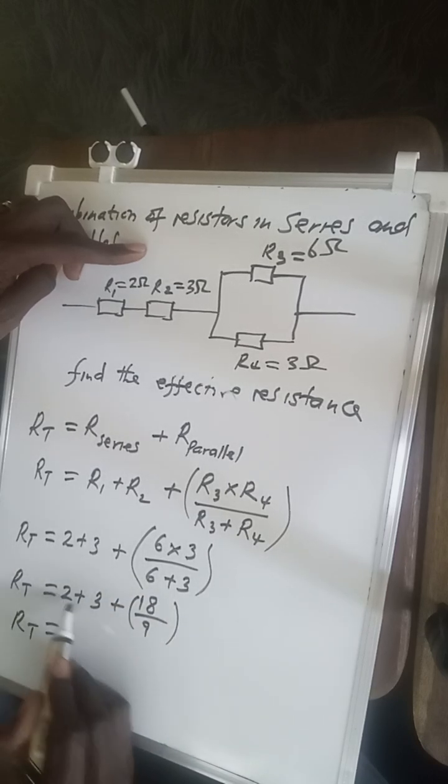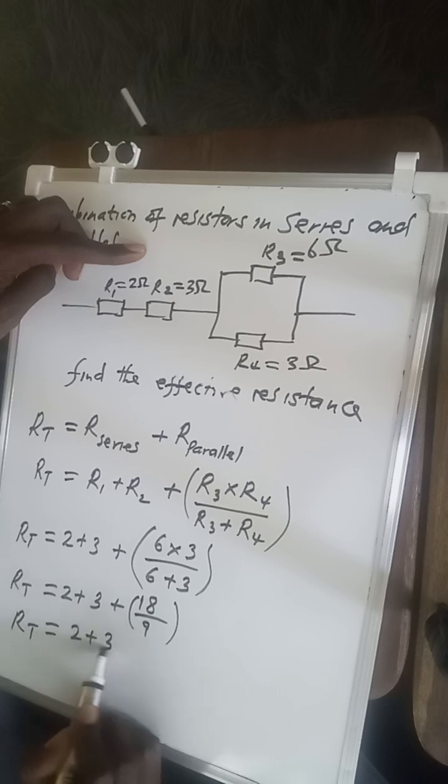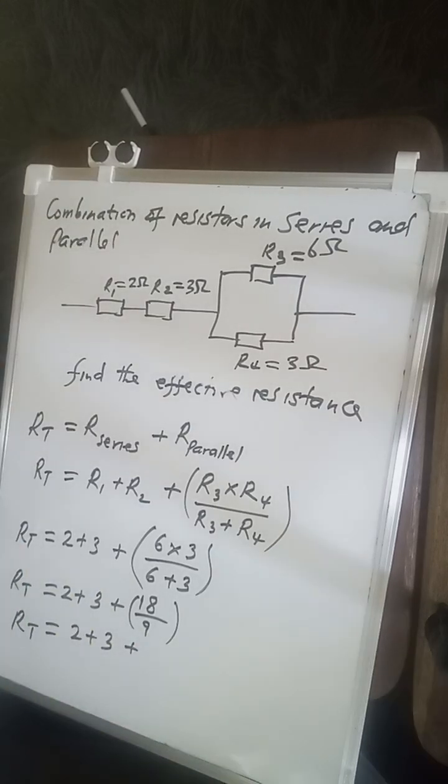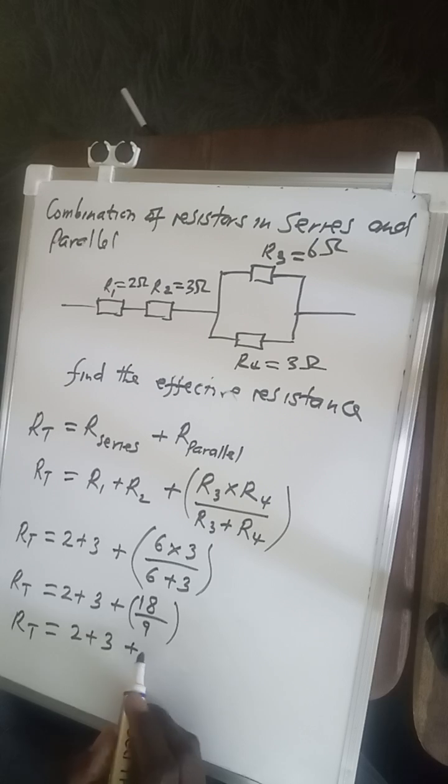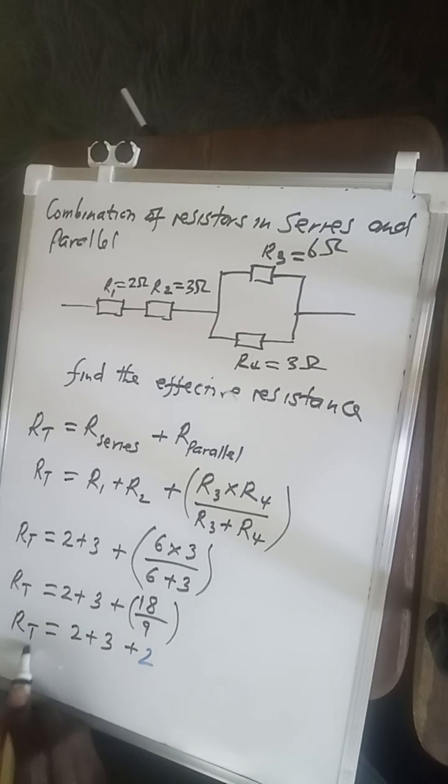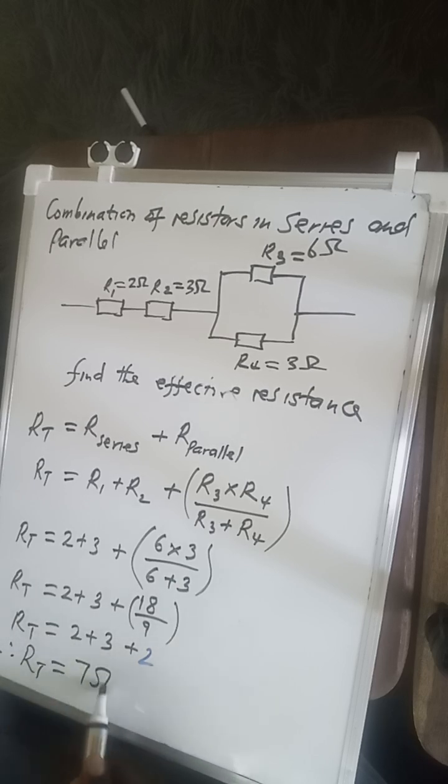So resistor total, this plus that, 2 plus 3 plus, remember 18 divided by 9 is simply a 2. So we are now going to just add that one. Therefore resistor total will be 2 plus that, 5, plus that, that is going to give us 7 ohms. So that's the final answer. That's basically the way you can go about that.